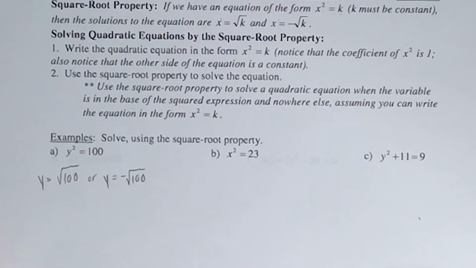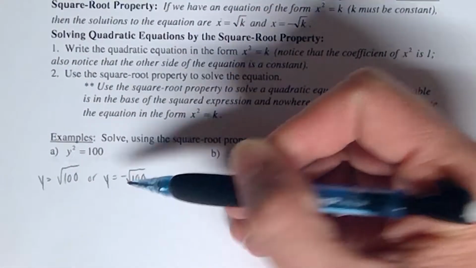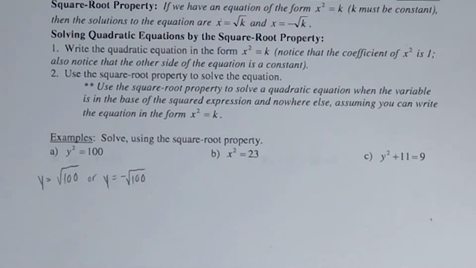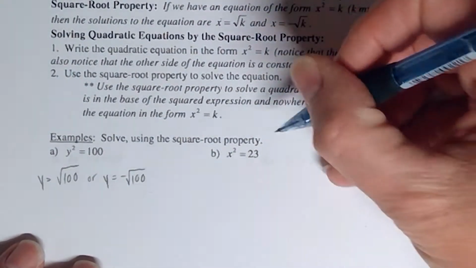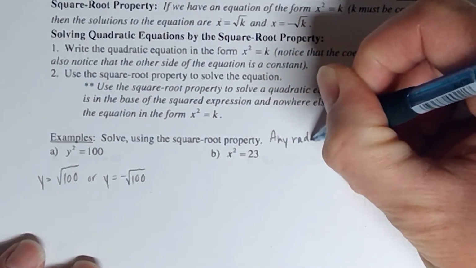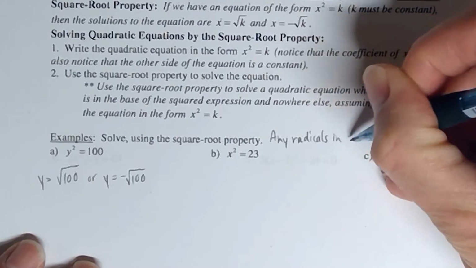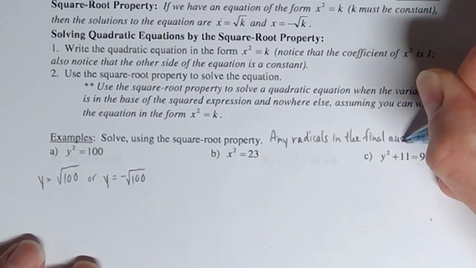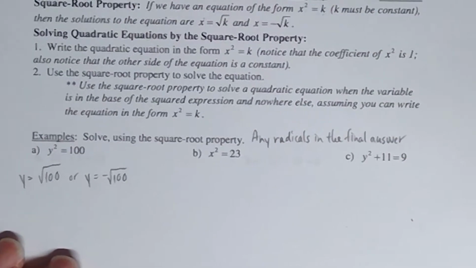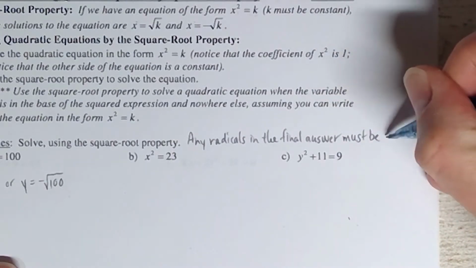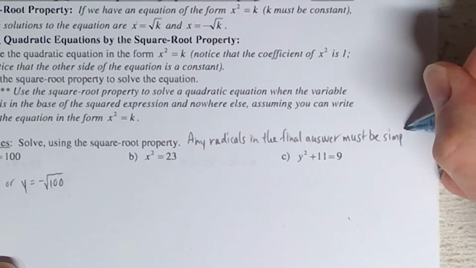And so the only thing left to do is that they want us, in the final answer, I know it doesn't say this in the directions, but in a lot of cases they will say this. I'll go ahead and write it down here because we're going to do it in this worksheet. Any radicals in the final answer, go ahead and write this down just so you know why I did this next step I'm about to do. Any radicals in the final answer must be what? They must be simplified.